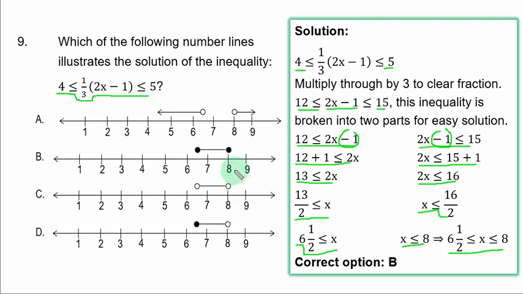Now, the symbol we have there is weak, and weak symbol of inequality means you use thick circle to do your representation. So from here, you have this is weak, this is weak. So we have 2 double thick circles. So in between 6 and 7 is 6 and a half. Then here is 8. So B is the correct option.